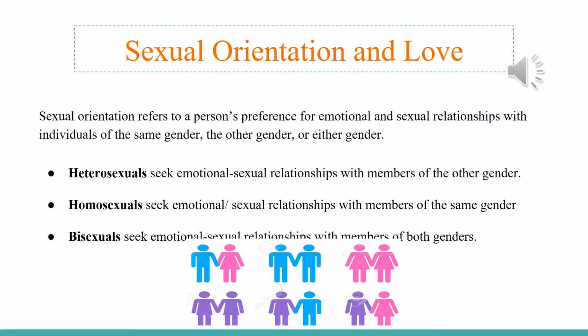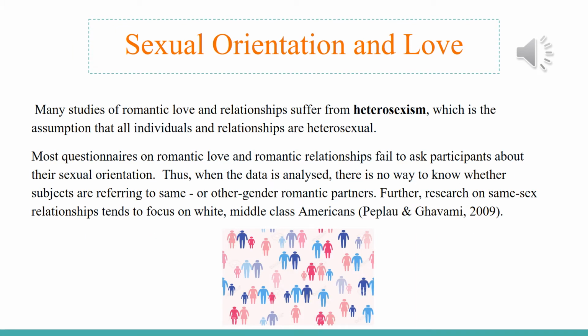of both genders. Many studies of romantic love and relationships suffer from heterosexism, which is the assumption that all individuals and relationships are heterosexual. Most questionnaires on romantic love and romantic relationships fail to ask participants about their sexual orientation. Thus, when the data is analyzed, there is no way to know whether subjects are referring to same or other gender romantic partners. Further, research on same-sex relationships tends to focus on white middle-class Americans.